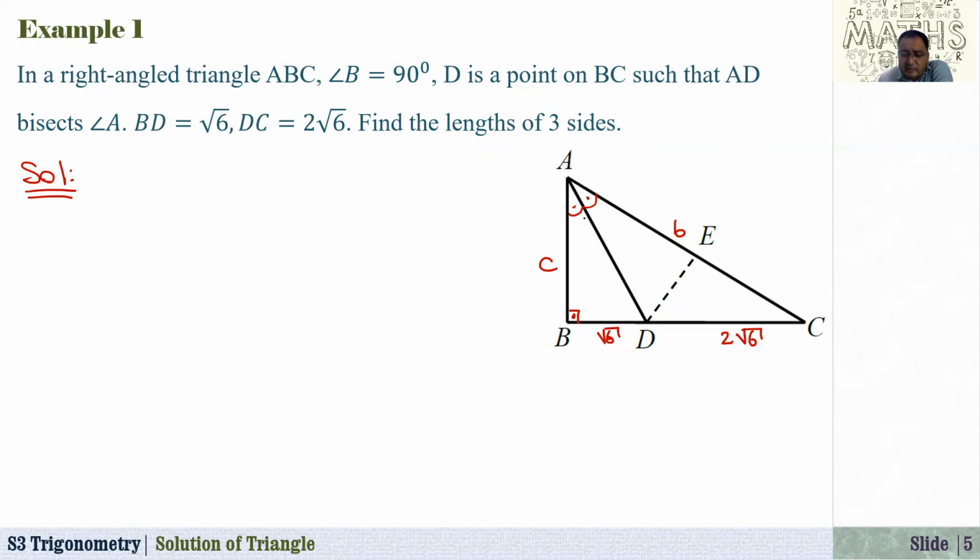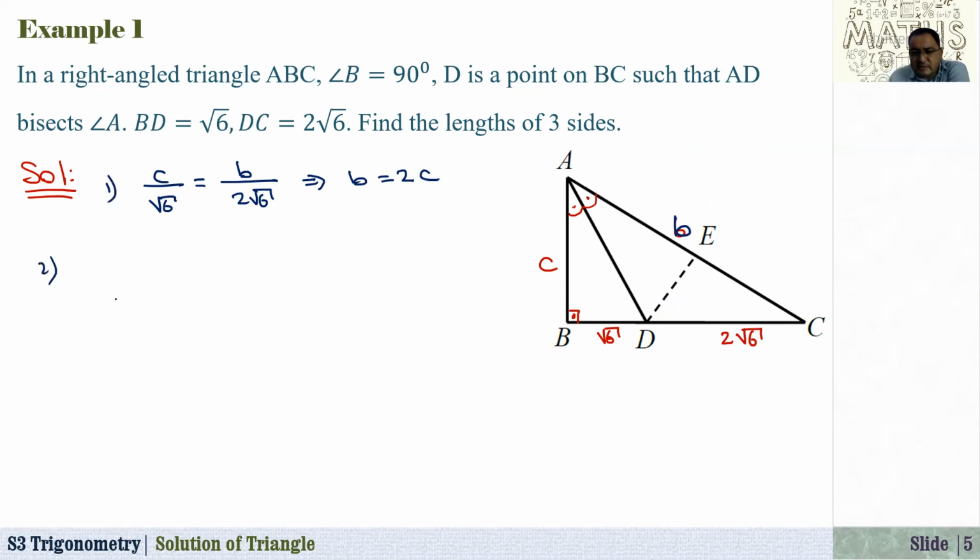Since it is an angle bisector, using the ratio of angle bisector, we can write C over square root of 6 is equal to B over 2 times square root of 6. Now the square root of 6 cancels on both sides. So B is equal to 2C. That's the first step.